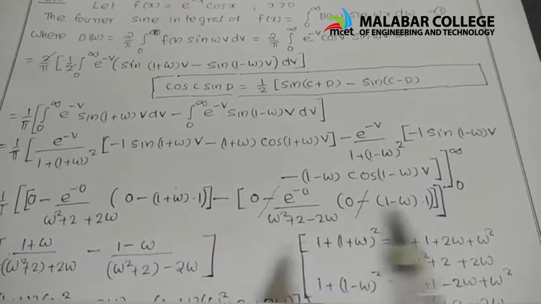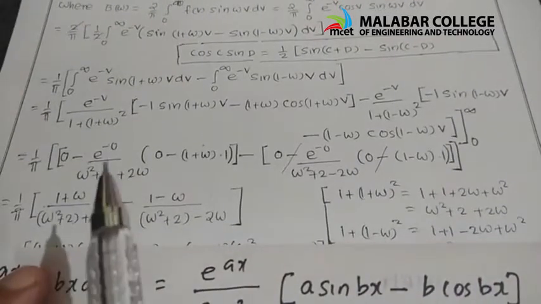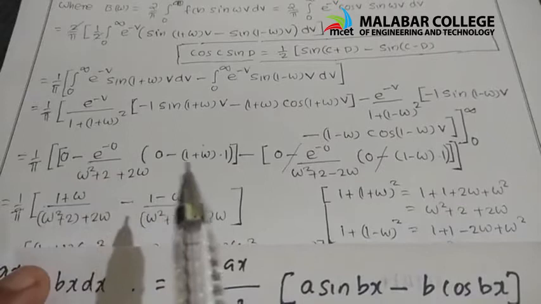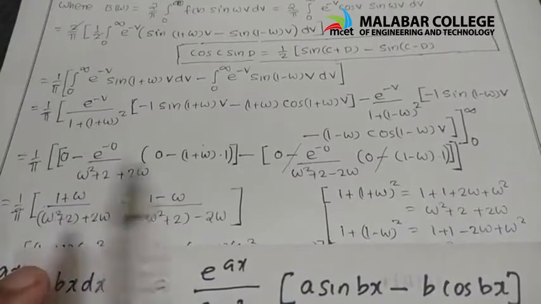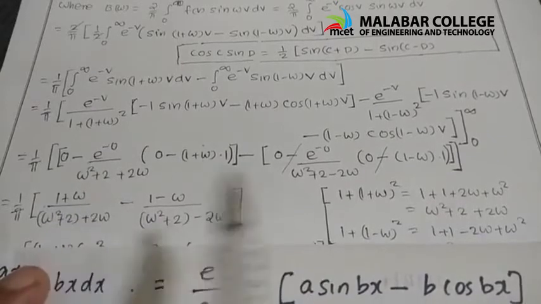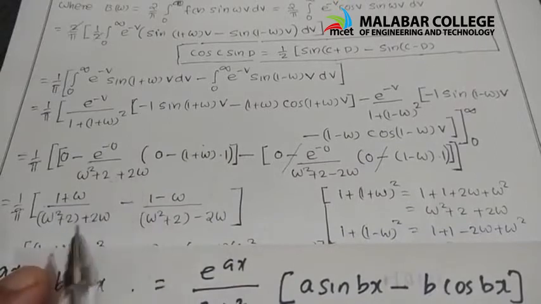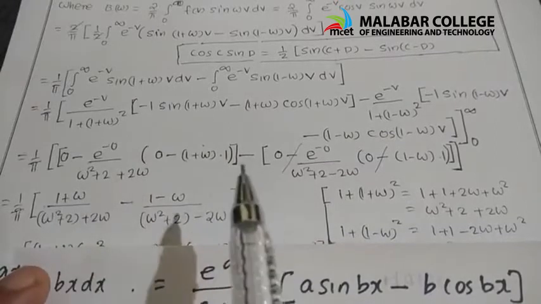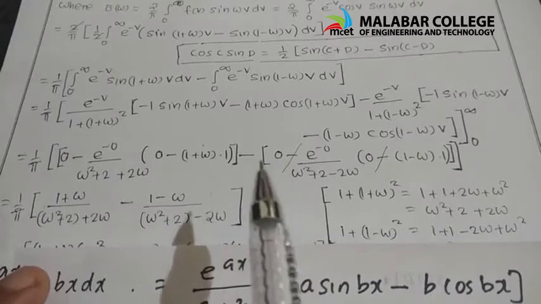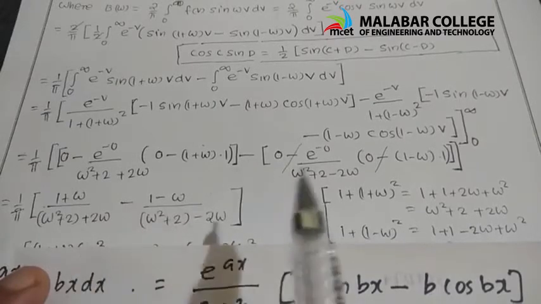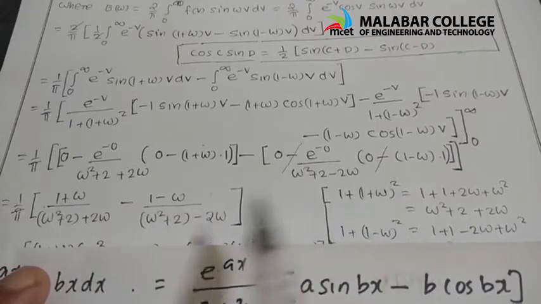So all the remaining terms are the same. Then we have to write the remaining terms here. This minus into minus will become positive here. So this one is 1 into 1 plus omega, 1 plus omega, divided by the denominator as it is. Here it is minus, so this minus is written here. This minus into minus, again it is positive here.